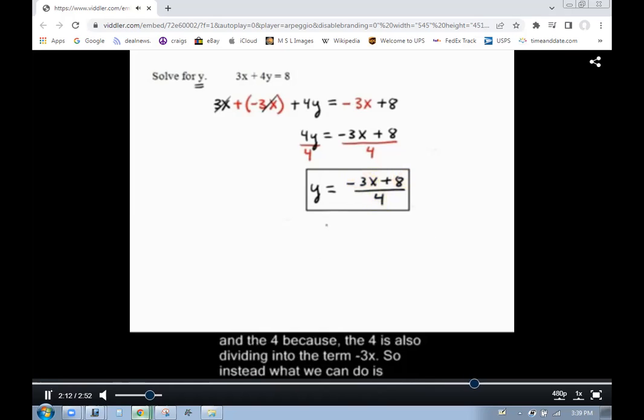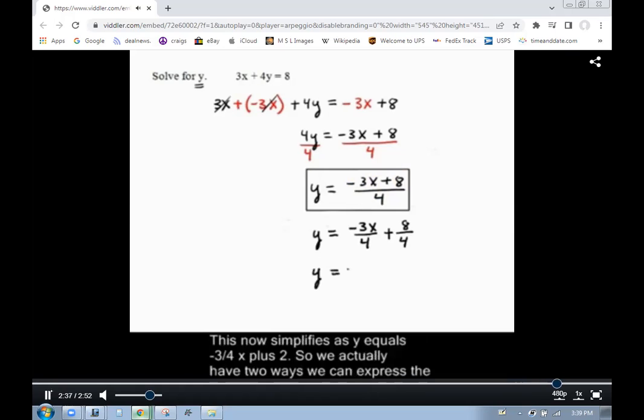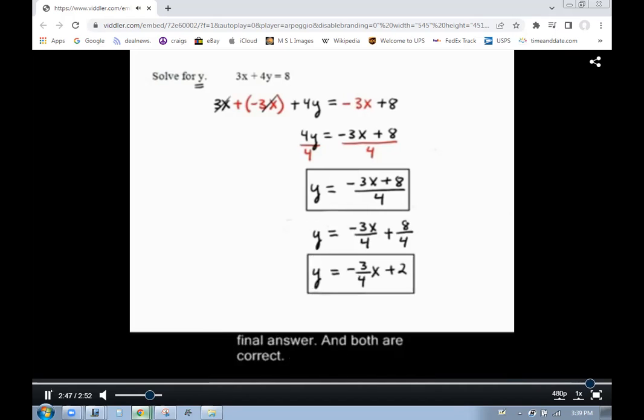So instead, what we can do is rewrite this as y equals negative 3x over 4 plus 8 over 4. In other words, I've written a big fraction as two separate fractions, and in each case, the division by 4 is maintained. This now simplifies as y equals negative 3/4 x plus 2. So we actually have two ways we can express the final answer, and both are correct.